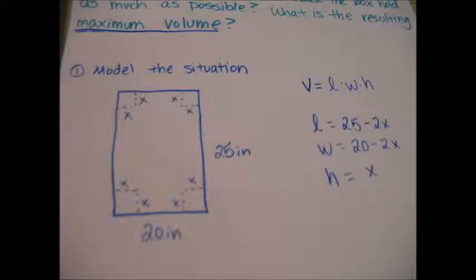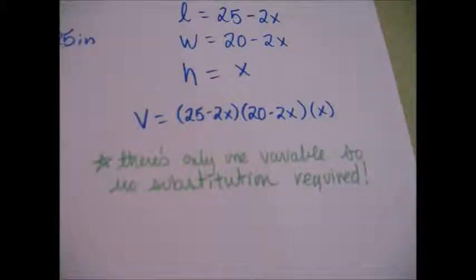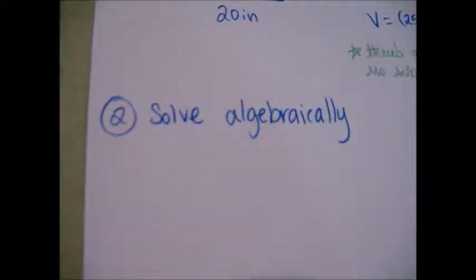And the height will be how tall the box is when I fold the flaps up after I've cut. So that'll be represented with x. When I plug it all in together and use substitution, volume can be represented as 25 minus 2x times 20 minus 2x times x. There's only one variable in our algebraic model, so I don't have to use any substitution with another formula. It's already done. Only one variable. So now I can take a derivative. I'm going to solve this problem algebraically.